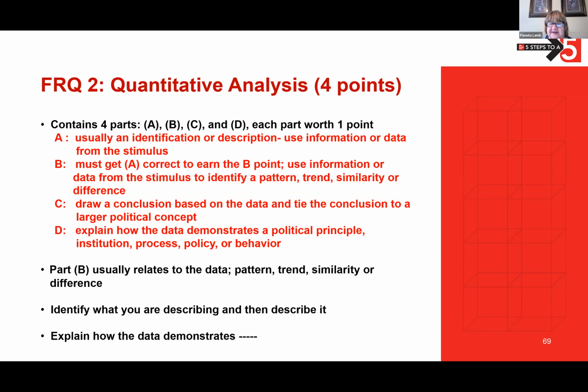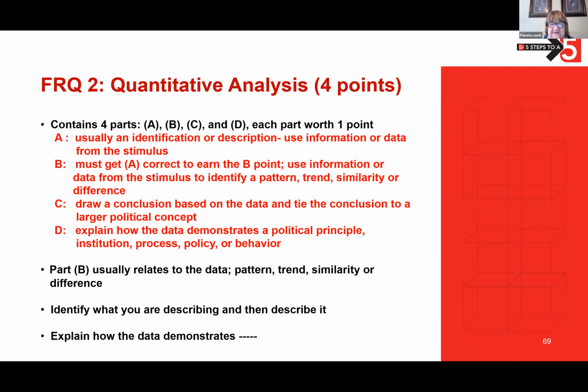Usually the A part will be some kind of identification or description, using information or data that you see in the stimulus, whether it's a chart or a graph. You have to get A right. You have to read the chart or the graph correctly to get the B point. So if you can't read the chart or the graph in A, no matter what you say in B, you're probably not going to get that point. So you've already lost 2 points. So make sure that whatever you do in A, you get it correct.